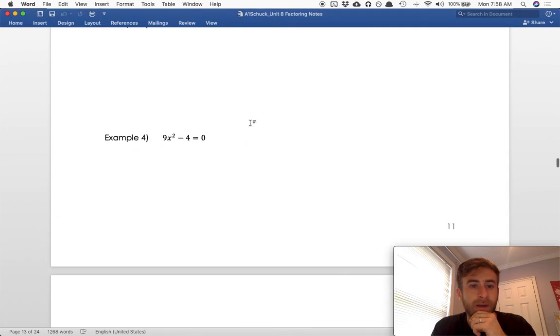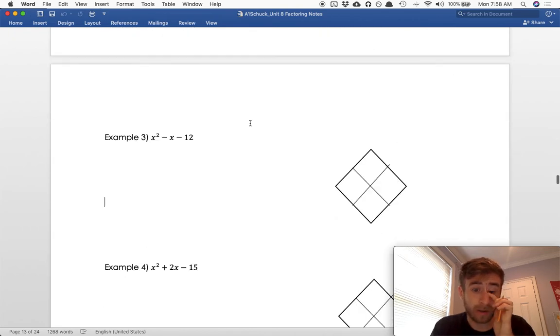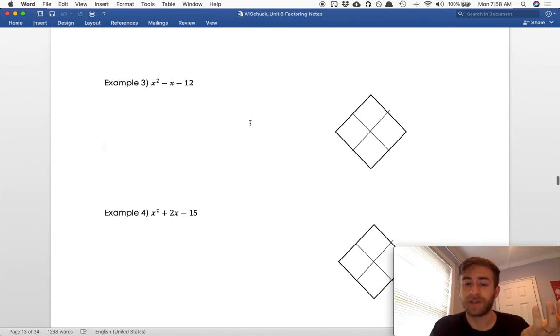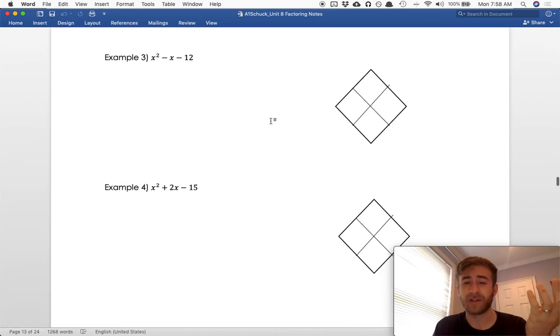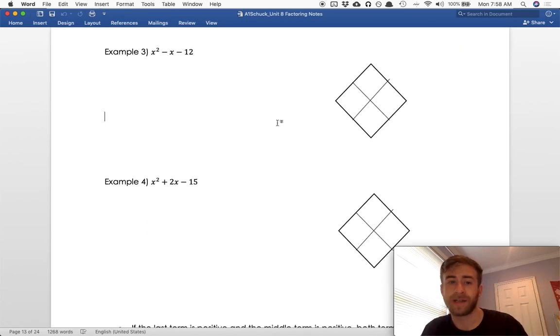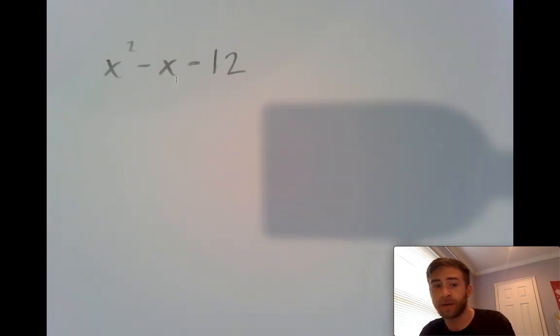Alrighty, we are looking at lesson 8.4. We're just going to do a bunch of practice problems, right? We already started with the first two examples, but you need to see more examples to really be able to get it and to try a couple different things out. So let's get to it. I already have example 3 copied down, x squared minus x minus 12. So that's right over here.